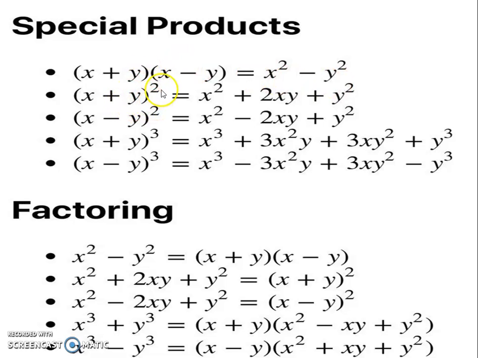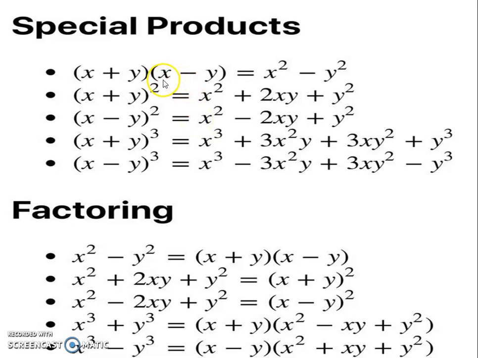x plus y bracket square, then we should write x square plus 2xy plus y square. x minus y bracket raised to 2 is there, then x square minus 2xy plus y square. x plus y bracket raised to 3 is equal to x cube plus 3x square y plus 3xy square plus y cube. x minus y bracket raised to 3 is equal to what? x raised to 3 minus 3x square y plus 3xy square minus y cube.